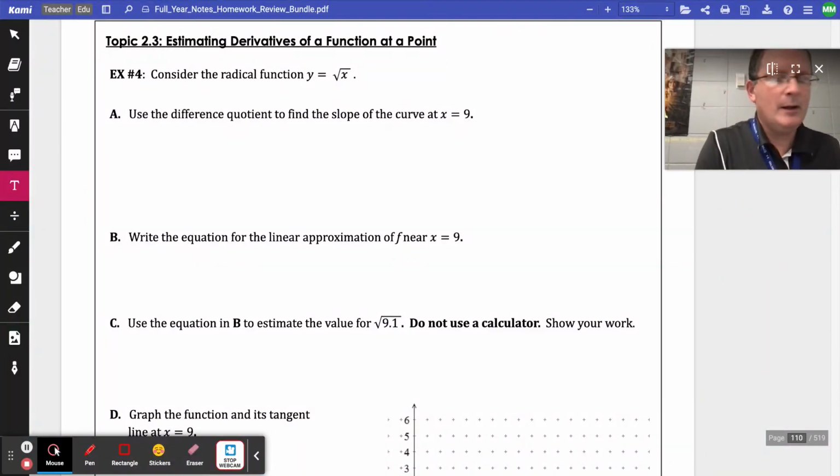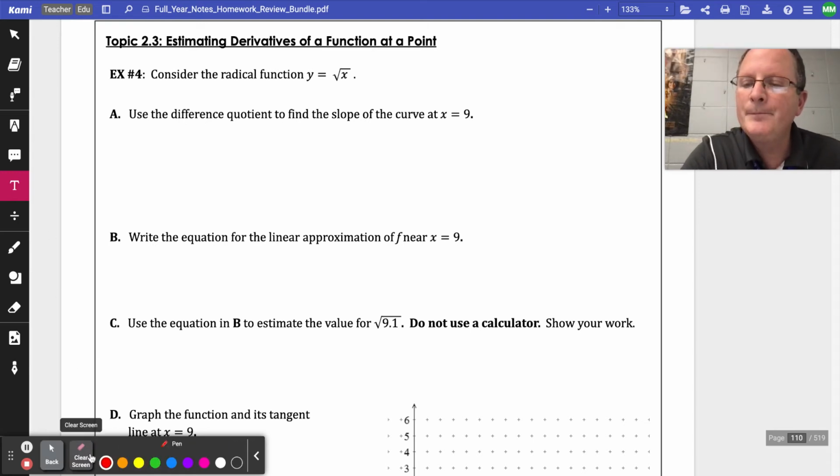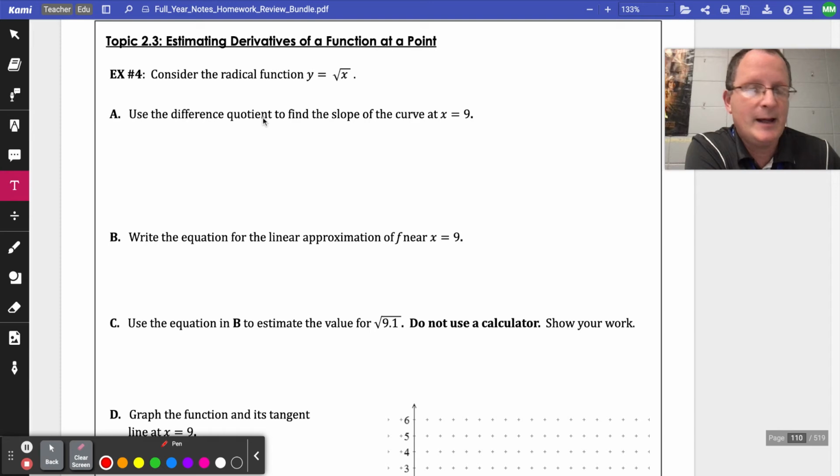Okay, hey, I'm gonna restart example 3 here for you. We're gonna use the difference quotient to find the slope of the curve when x is equal to 9. I think this time I'll use the h. So the limit as h approaches zero of f, and we're trying to find it when x is 9.